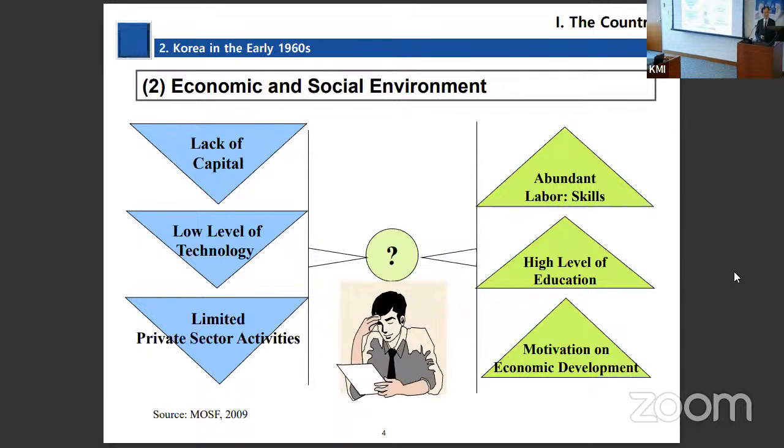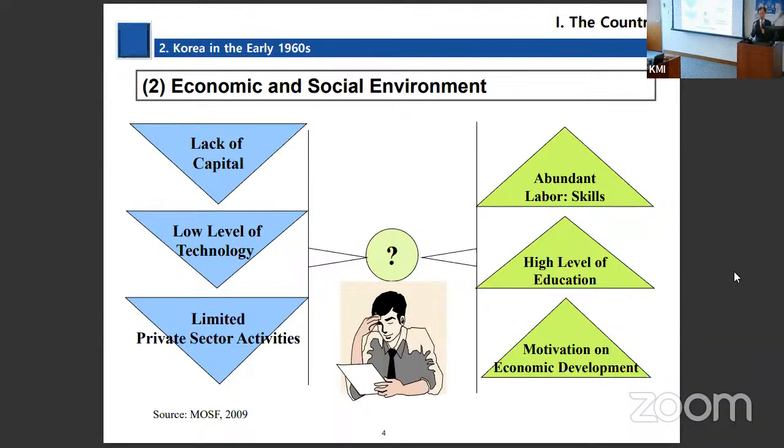Shall we start with the industrialization, which started in the 1960s. After a lot of political upheaval and after the Second World War and the Korean War, which lasted about 3 years, and then we had political difficulties, and then the military coup in 1961. Then there was a situation in Korea. We had a shortage of capital because it was a very poor country, very low level of technology, and limited private sector activities.